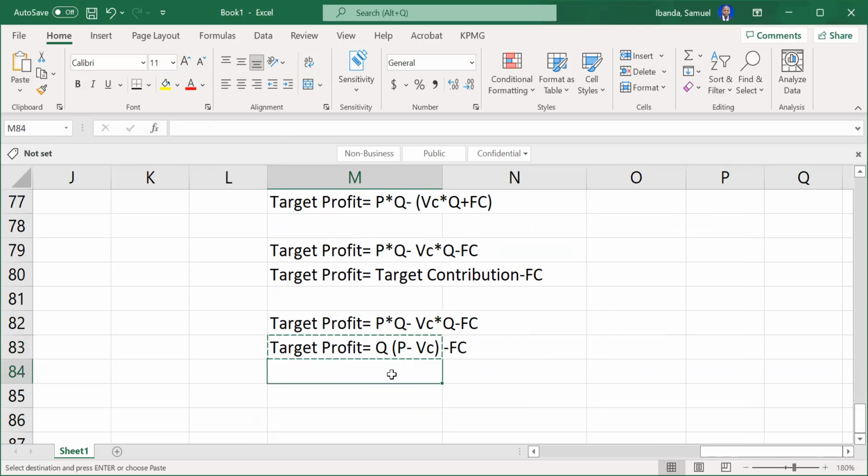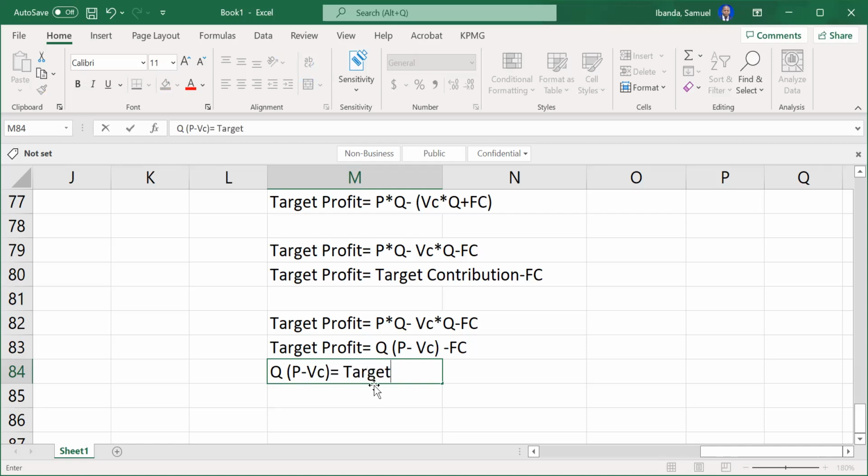This Q is the target quantity. So if I want to make my so-called Q the subject, what I can do is take the fixed costs that are negative this side. So I'll have Q in bracket P minus VC is equal to target profit plus fixed costs.